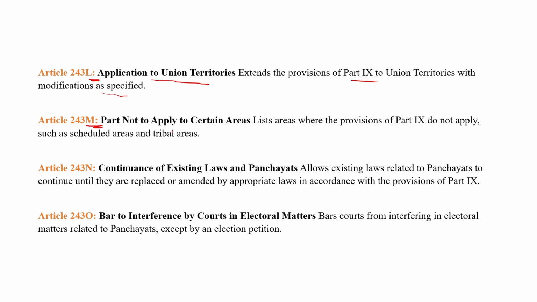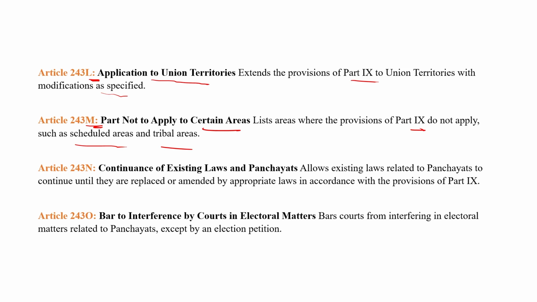Article 243M explains that Part 9 does not apply to certain areas. It lists the areas where the provisions of Part 9 do not apply, such as Scheduled Areas and Scheduled Tribes areas. Article 243M provides the list of those areas of India where the Panchayati Raj system will not be applicable.